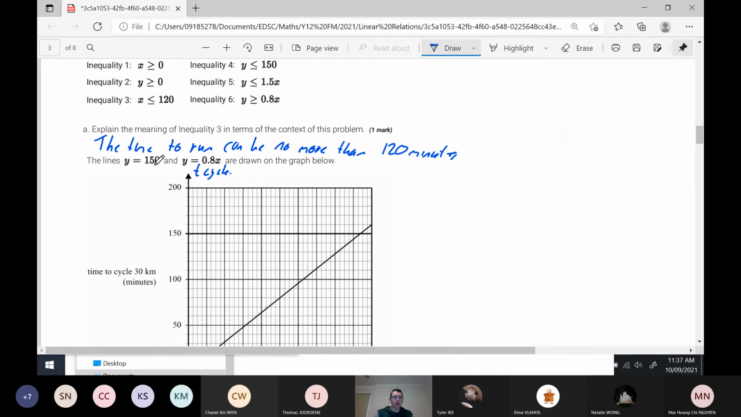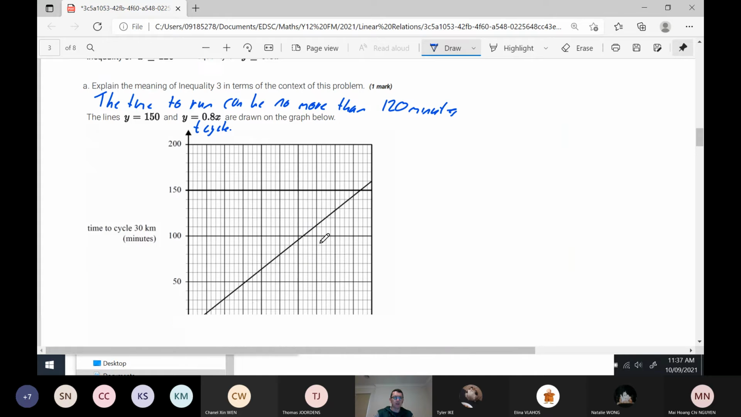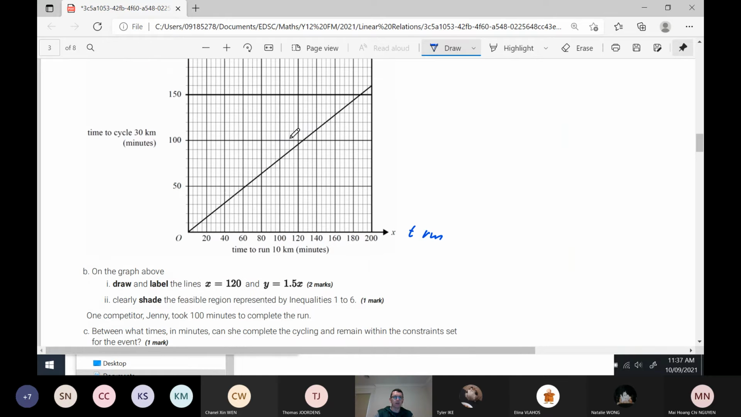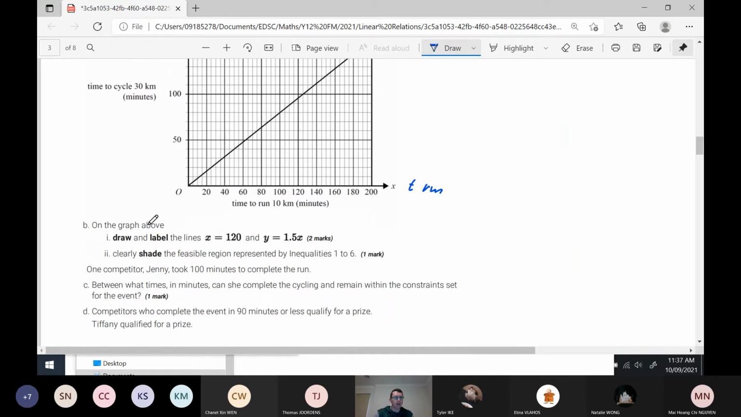The lines y equals 150 and y equals 0.8x are drawn on the graph. So we've got that, and we've got that. Sorry, x equals 120 will be over here. All right. On the graph above, draw and label the lines x equals 120. Now this says equals 120, okay? So you need to draw that.